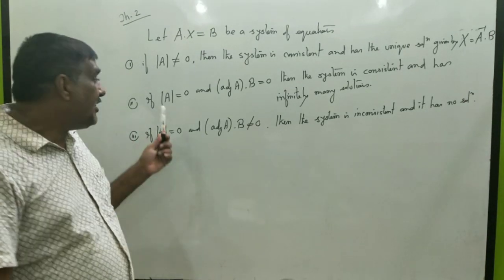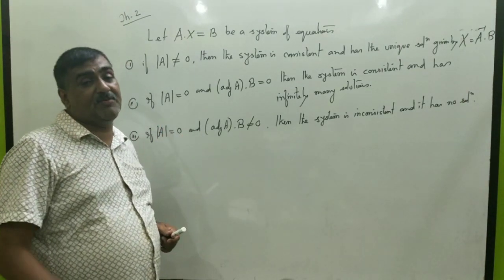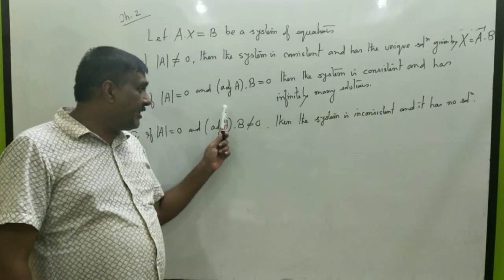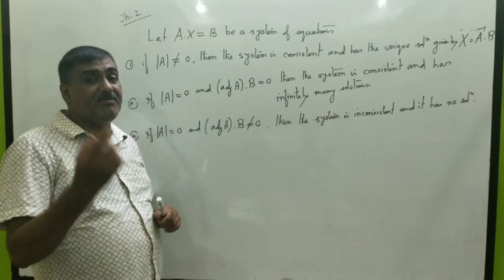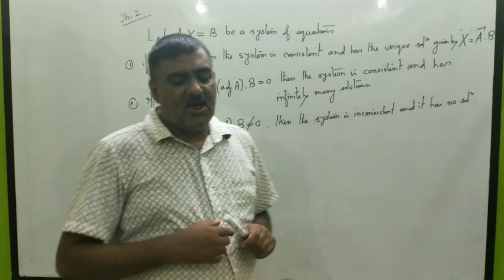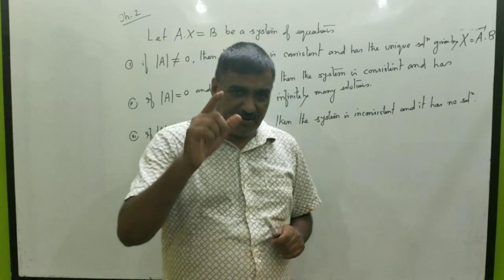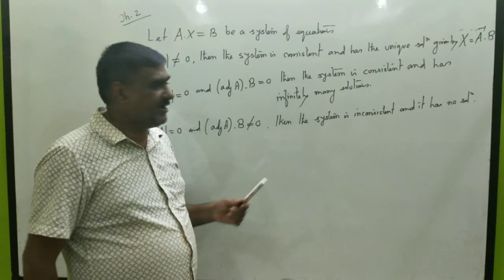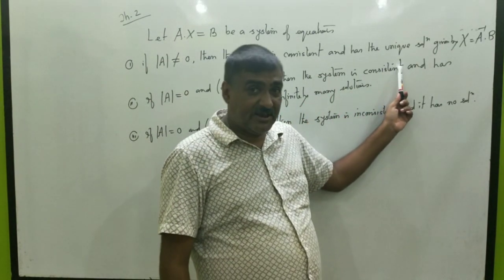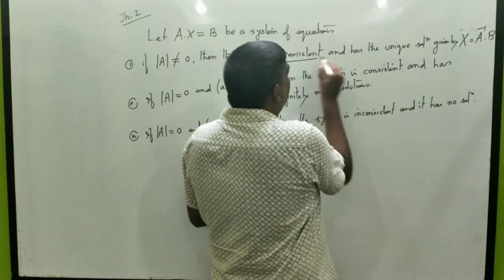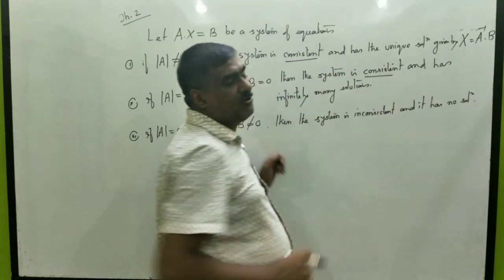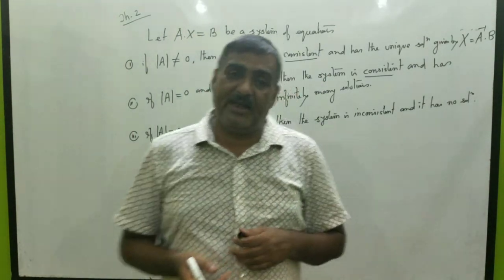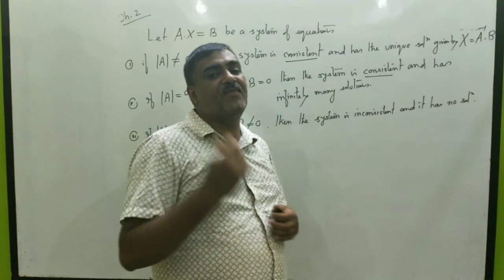Number 2, if determinant of a equals to 0, that means the matrix is singular। ठीक है? If determinant of a equals to 0 and adjoint a into b also 0, adjoint निकालना कैसे है, cofactor का transpose। Clear? Adjoint a into b is also 0 means null matrix, then the system is consistent and it has infinitely many solutions. तब x का infinite solution होगा, y का भी, z का भी। जितना भी variable, सबका solution infinite। Clear?